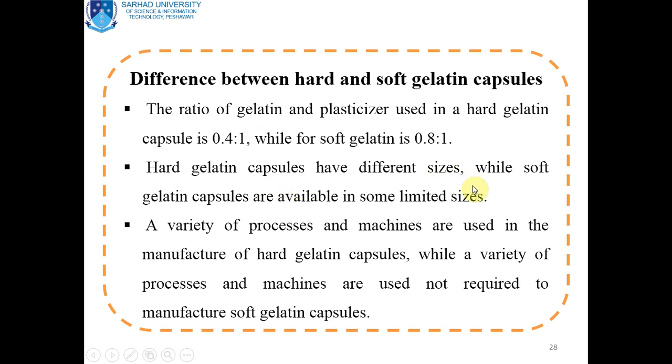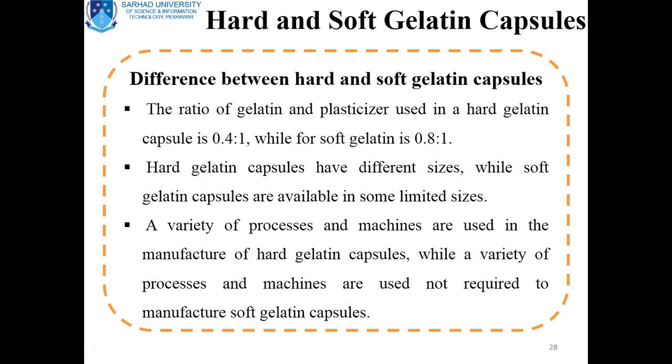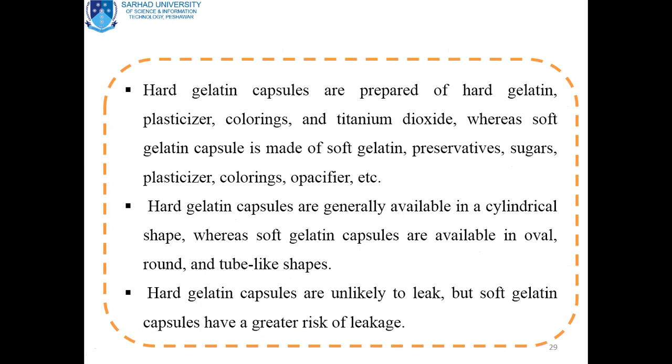Hard gelatin capsules have different sizes, while soft gelatin capsules are available in some limited sizes. A variety of processes and machines are used in manufacture of hard gelatin capsules, while such a variety is not required to manufacture soft gelatin capsules. Hard gelatin capsules are prepared of hard gelatin, plasticizer, coloring, and titanium dioxide, whereas the soft gelatin capsule is made up of soft gelatin, preservative, sugars, plasticizer, coloring, and OPC5.